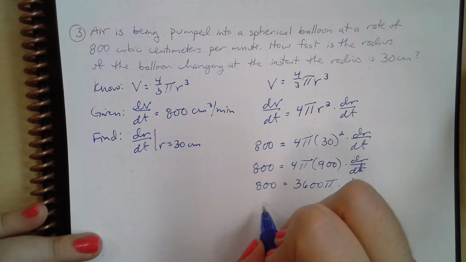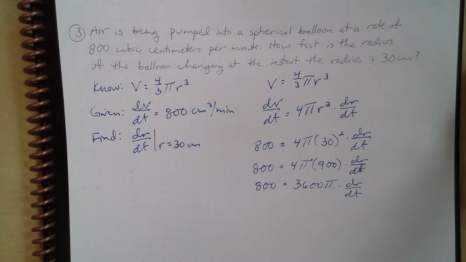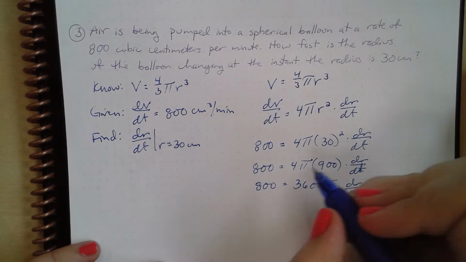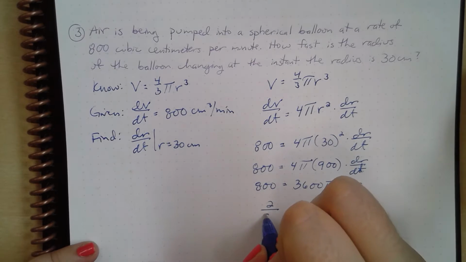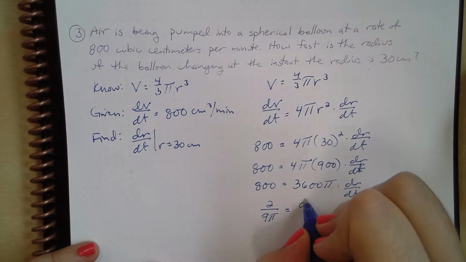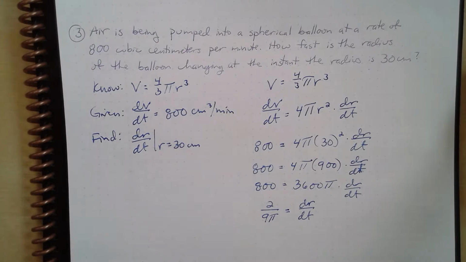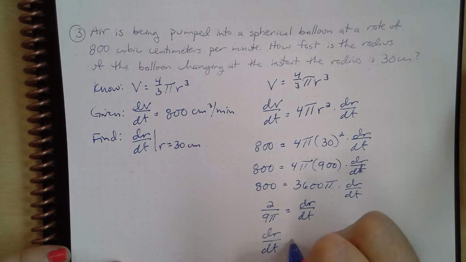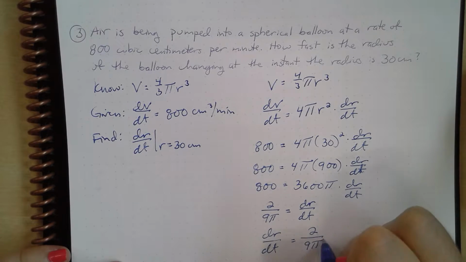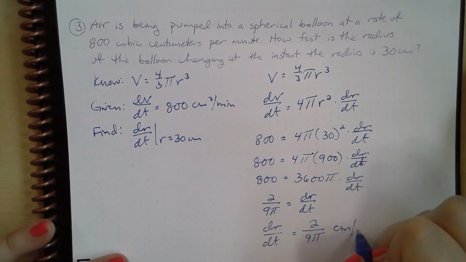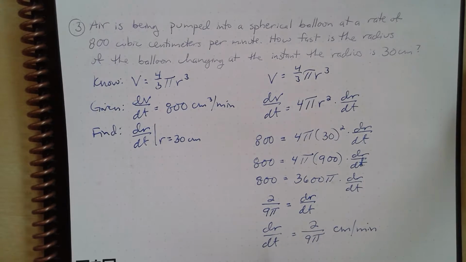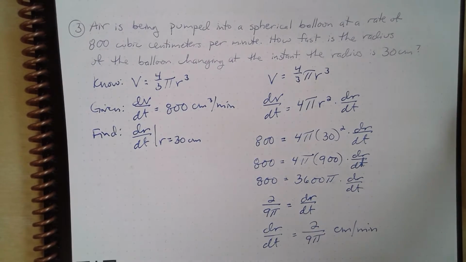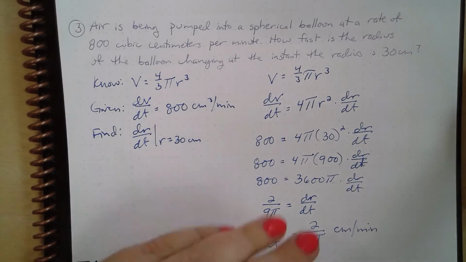If I divide 800 divided by 3600, I did it on a calculator, but anyway, it's 2 over 9 pi is equal to dr over dt. And I'm not done with this. I need to rewrite it. I need to say that dr over dt is equal to 2 over 9 pi centimeters per minute, right? We're talking about the change of the radius. The radius is in centimeters, so it's changing centimeters per minute. I have to have the label there, otherwise I would not earn that point fully on the AP exam. All right, let's do another one.